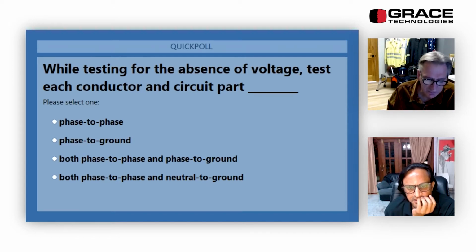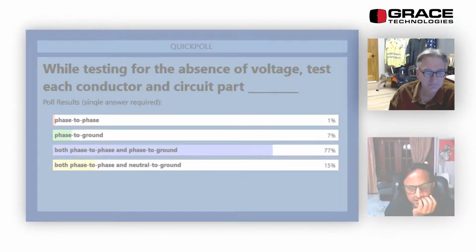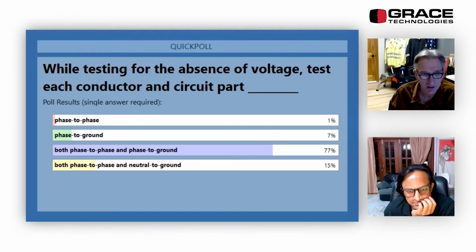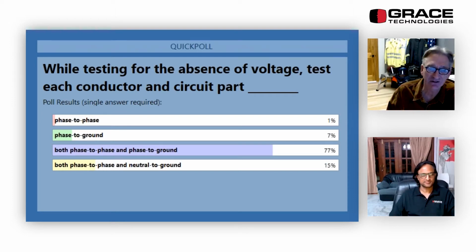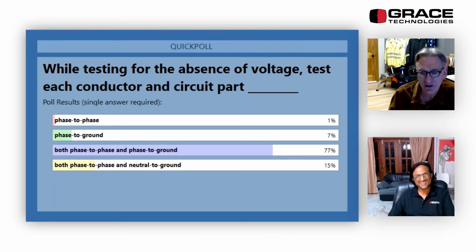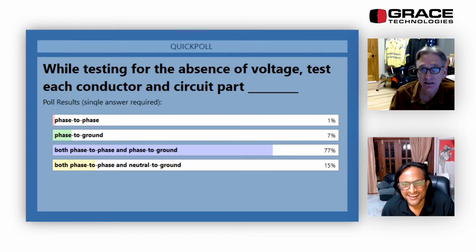All right, I'm going to close the poll and share the responses, Charlie. Well, the answer that most everybody got is correct: both phase to phase and phase to ground. The last one was kind of a trick question, because your neutral to ground should have a potential of 0 anyway, so that really shouldn't come into play.